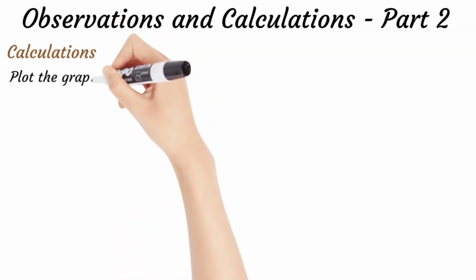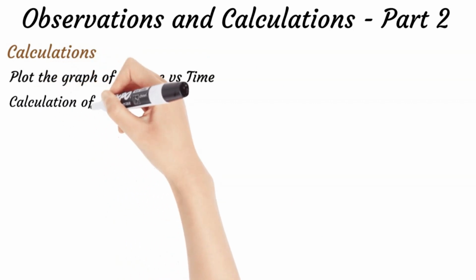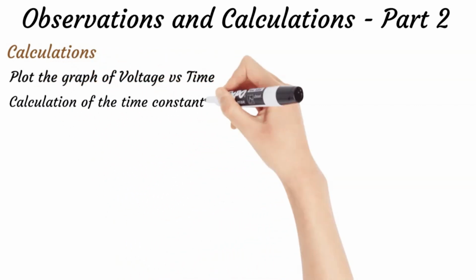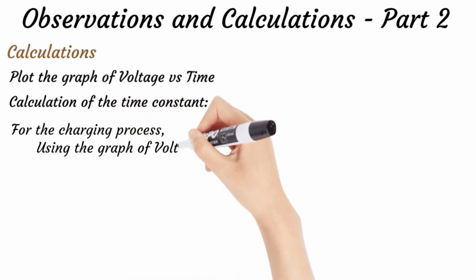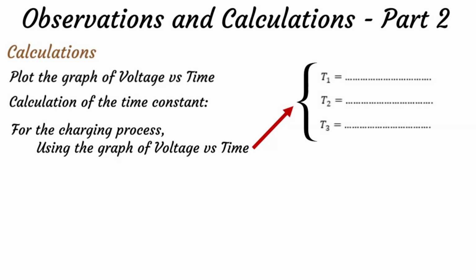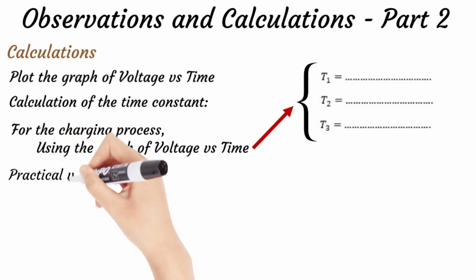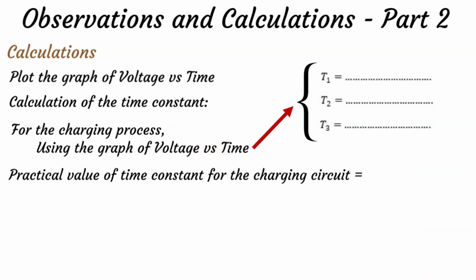In the graph, select 3 random points and draw tangent lines on each point until it meets the supply voltage level. Then take the time in between each point and the point where the tangent of each random point meets the supply voltage level. These values can be taken as T1, T2, and T3. To understand that, make sure you referred to the RC time constant proof 2 as discussed earlier. Then the practical value of the time constant for the charging circuit can be obtained by averaging T1, T2, and T3 values.